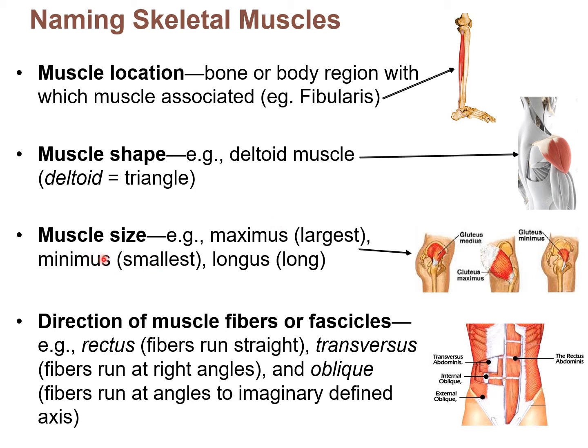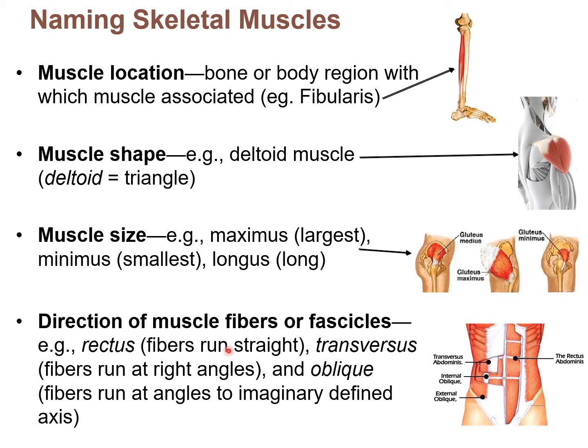Third way is muscle size. For example, the gluteal muscles, right, in the back of the hip area. There's a maximus, medius, and minimus, for example, where maximus is the largest of a group, minimus is the smallest of a group. And sometimes two muscles will lie side by side, performing the same action. Well, the longer one would be called a longus muscle, and the shorter one, it doesn't say here, is brevis. Brevis means short, longus means long.